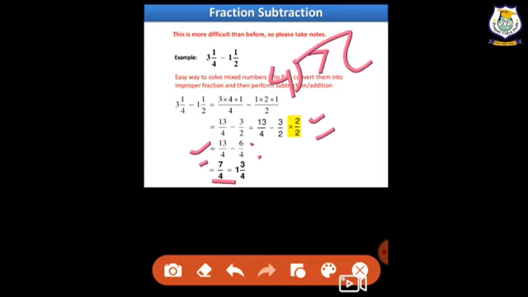Now we will divide 7 by 4. So 4 ones are 4. How much is remaining? 3, right? So the remaining part we are writing in the numerator. Denominator is exactly same and the quotient is our whole part, so we will write it here. So it is 1 3 by 4. It is our answer.